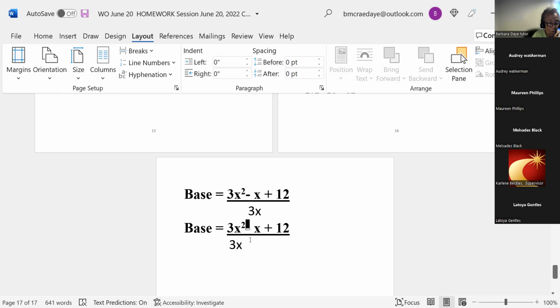Remember when I said when you have a polynomial divided by a monomial, you can take them all separate, right? Yeah. So you can have, and let me just separate this. Let me move this over.